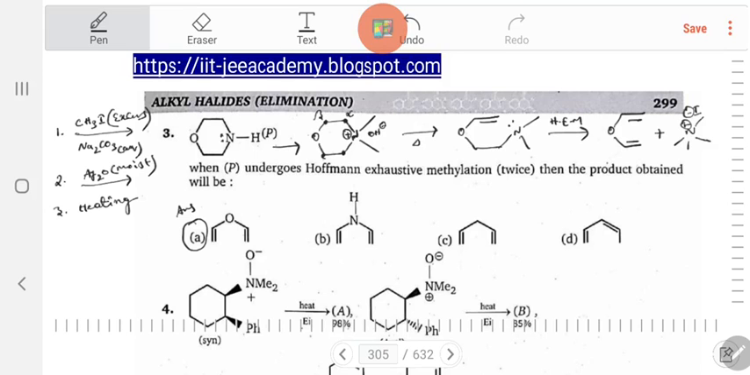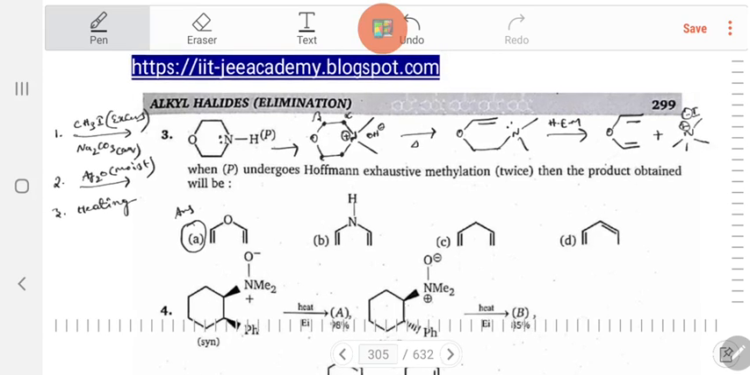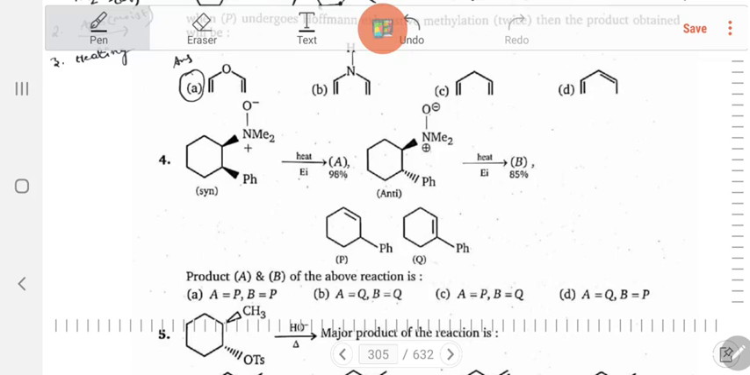Now, question number 4. Now this is an oxide, amine oxide, alkyl amine oxide. So this is nothing but pyrolysis elimination, or we call it Ei elimination. During Ei elimination, what happens? This is alpha, this is beta. Beta hydrogen is abstracted by that system. So the obtained product will be. Right? So they have given 2 possibilities.